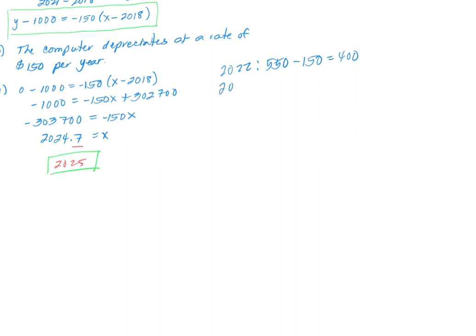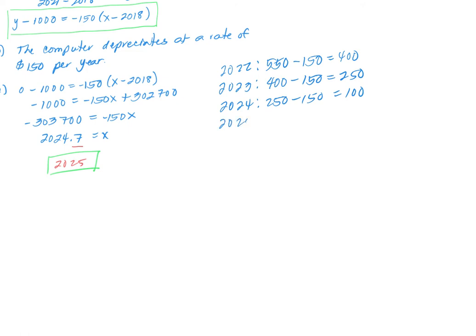So what about 2023, a year later? Well, we ended off with 400. If we subtract 150 again, we have 250. So the computer still has value. Let's look at 2024. Start off at 250, we minus 150, we end up with $100. So again, in the year 2024, the computer still has value.